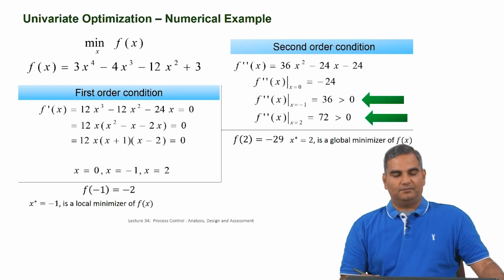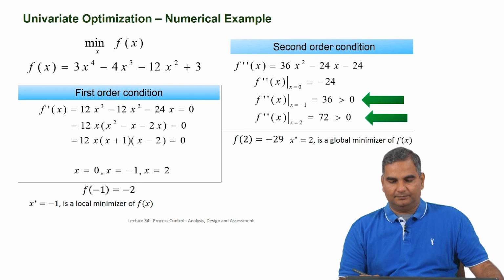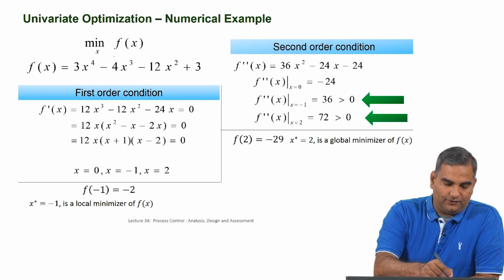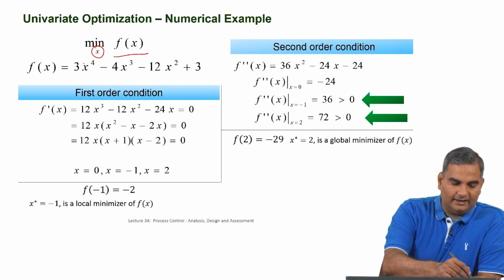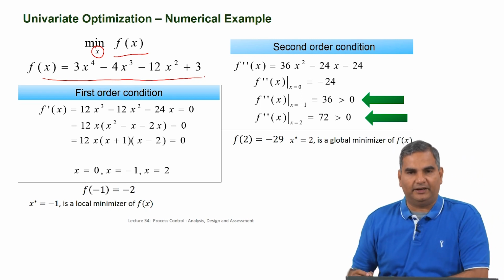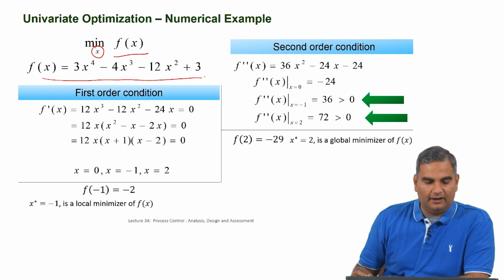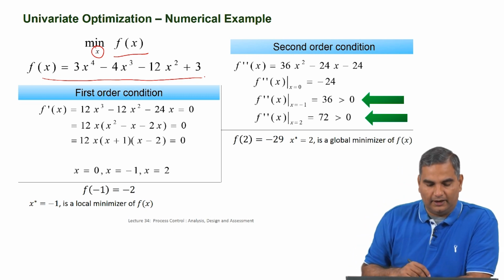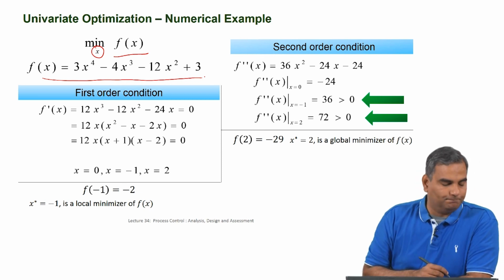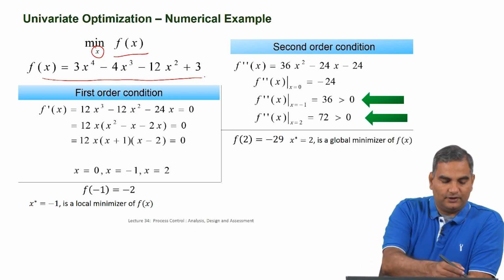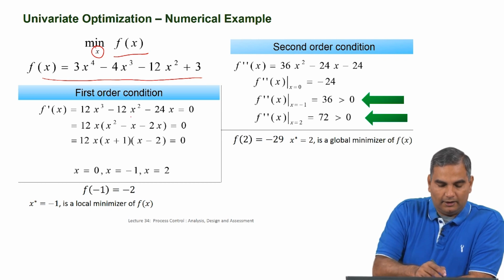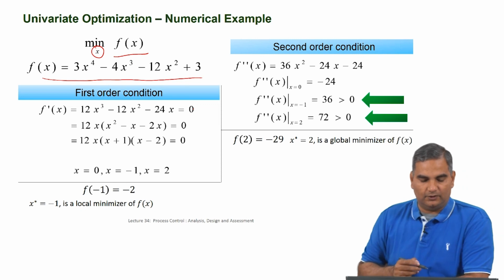Okay, so let us take a very simple example. This is something that would have been taught to you in high school. I have a function f of x, with a decision variable x, and I write the function in terms of the decision variable. Now I want to find a minimum point x star for this function. We know from high school and probably some courses in college that to get a minimum point, you differentiate this function with respect to x. When you differentiate this, you get 12x cube minus 12x squared minus 24x equal to 0.